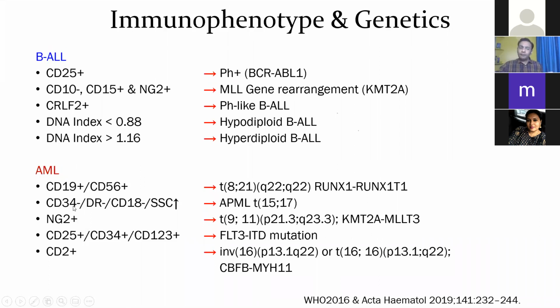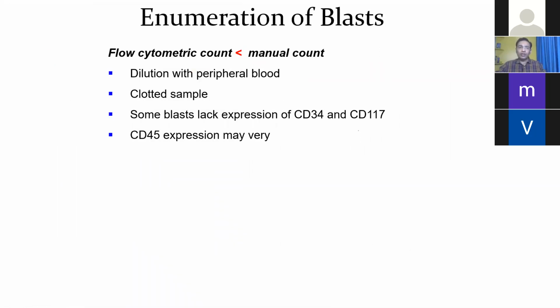A typical phenotype, that is high side scatter, CD34 negative, HLA-DR negative, CD18 negative, indicates APML. If you are NG2 positive, translocation 9;11, that is KMT2A translocation. CD25 positive, CD34 positive, CD123 positive AML blasts correlate highly with FLT3 ITD mutation. CD2 expressing blasts correlate with inversion 16 or translocation 16;16. So these are just typical examples of correlation.